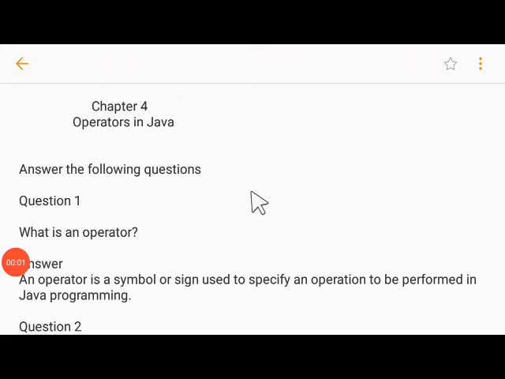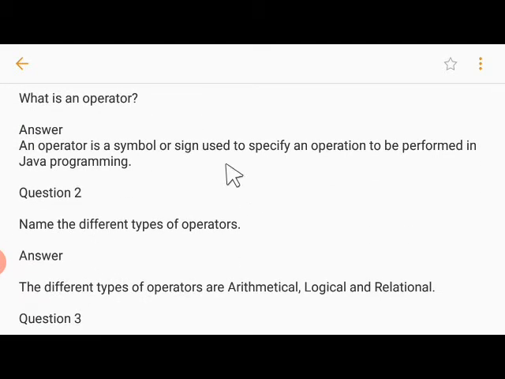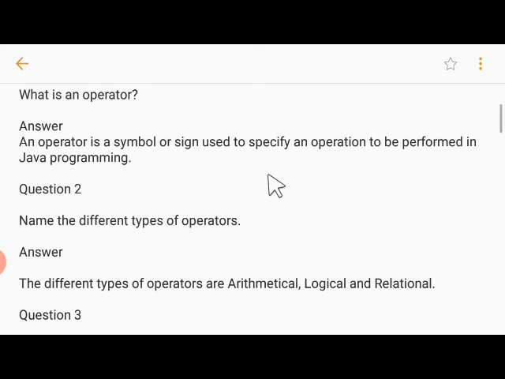In this video, students, I am going to discuss the question answers for chapter 4. So first question we have here, what is an operator? So an operator is a symbol or sign used to specify an operation to be performed in the Java programming.